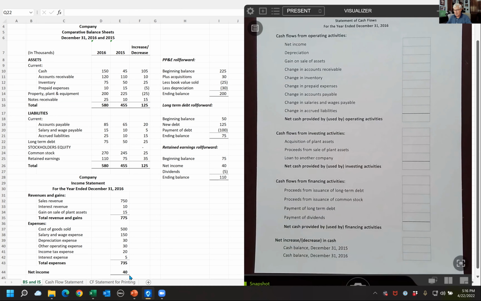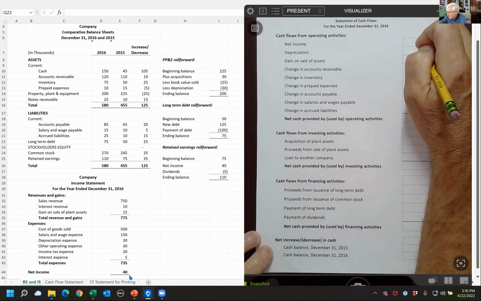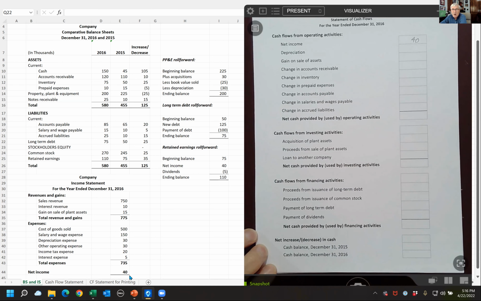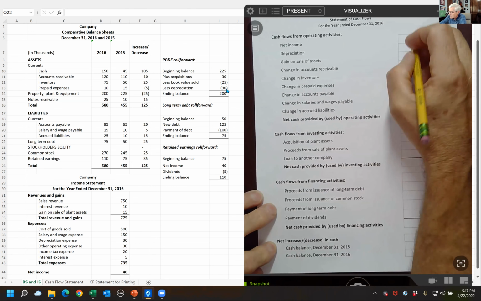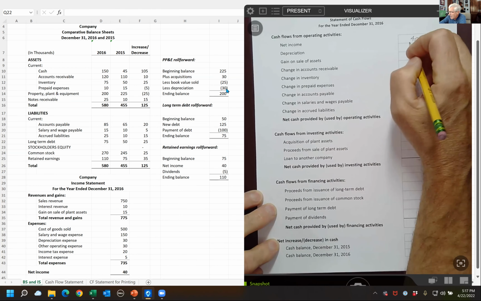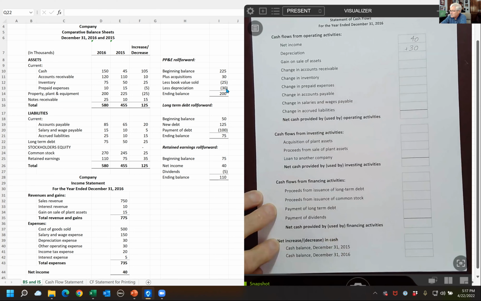I'm doing the third example, but that's okay. And I'm going to start with $40,000 of net income. I'm going to add or subtract back any things in the net income that weren't related to cash. Well, first of all is depreciation expense. So I'm going to pull up that 30, and depreciation expense reduces net income in a non-cash way. So I'm going to have to add that 30 here.